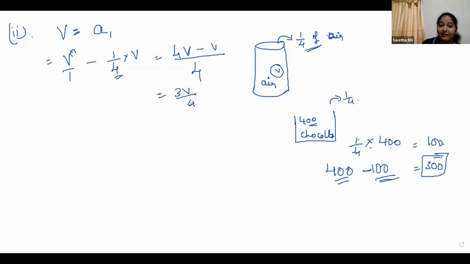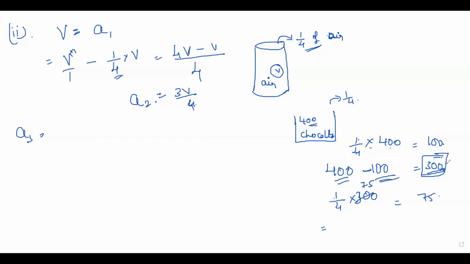Right now, what is this 3V by 4? See, 300. Right now, we got 300 here. So we got 3V by 4. That is A2. Okay. Now, how will you find out A3? What will you do here? We have 300 chocolates here, so then you have to remove 1/4 of 300. So first find 1/4 of 300. How much is it? 75. Right now, 75. Did you understand this step, Panchami?